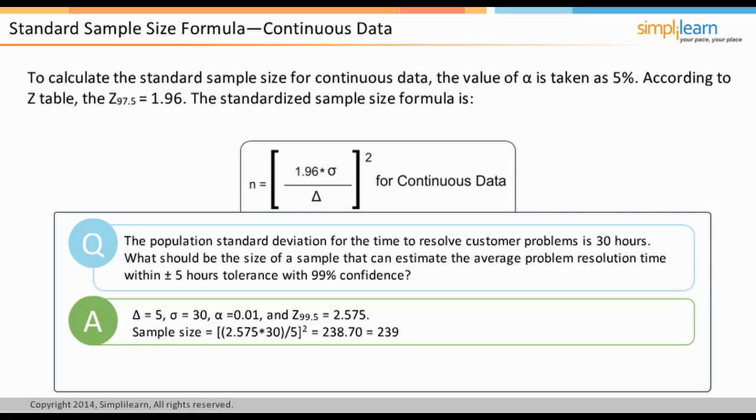To know with 99% confidence that the time to resolve a customer problem ranges between 25 and 35 hours, the value of Z for 99.5 must be 2.575. A good result should fall outside the range of 0.5%, which is 1 in 200 trials. It is expected that 199 out of 200 trials will confirm a proper conclusion.